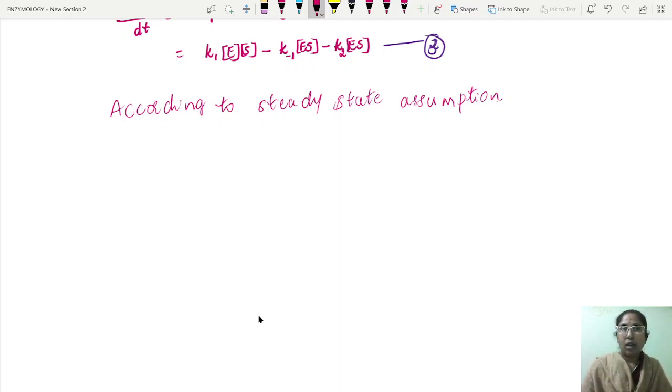So according to this, the formation of the ES complex is equal to its disappearance, and therefore d[ES]/dt will become zero.